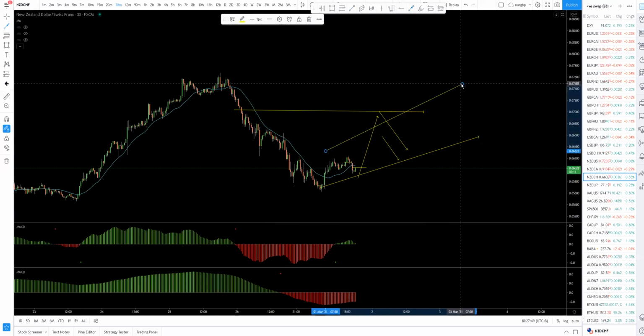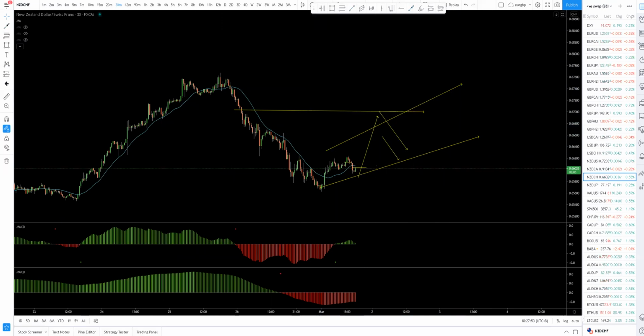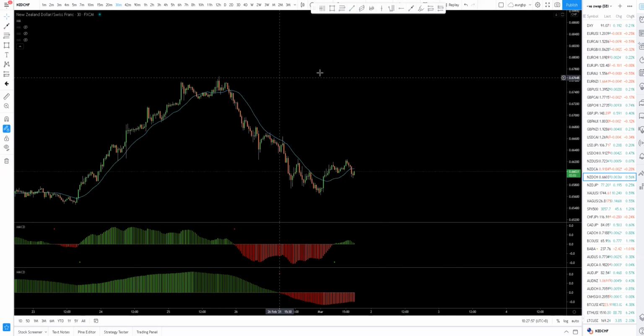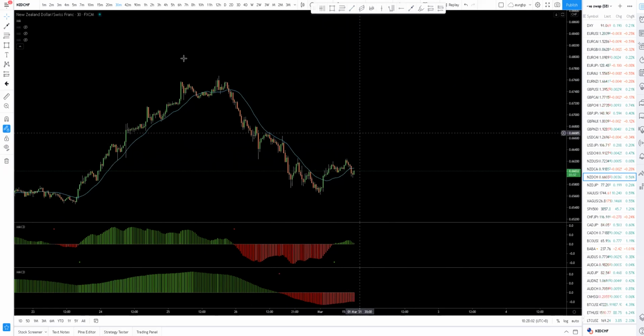So that's possible. So yeah, Kiwi Swiss, this is my thought process, thinking of the buys actually. But this is a kind of sketchy trade, I would say. A little bit sketchy.